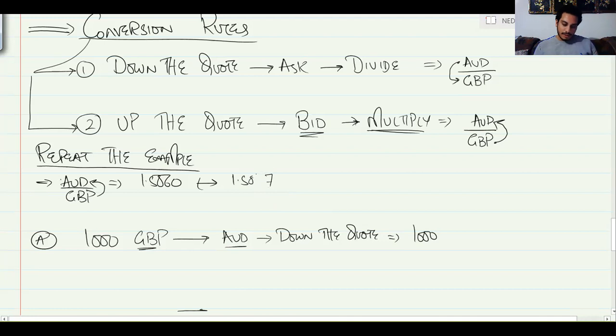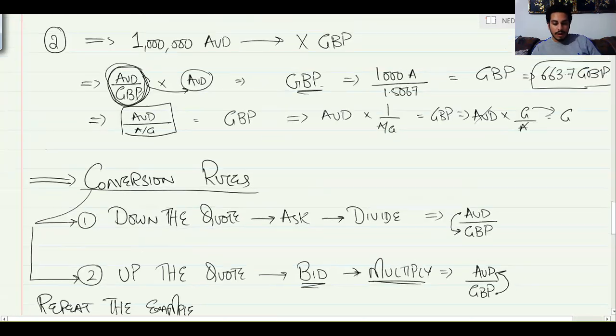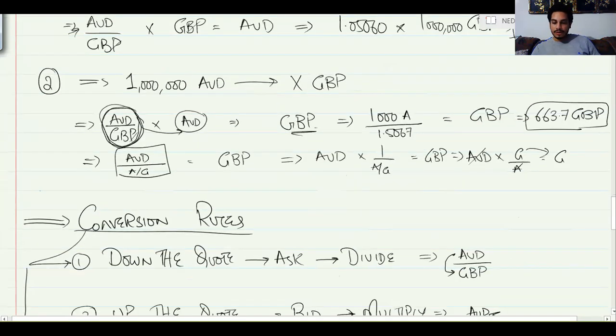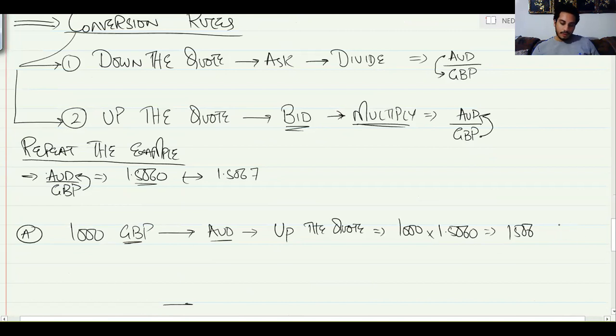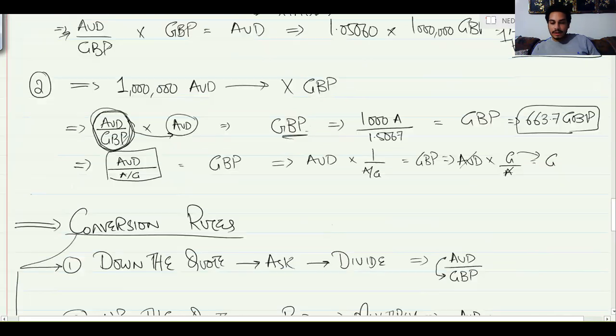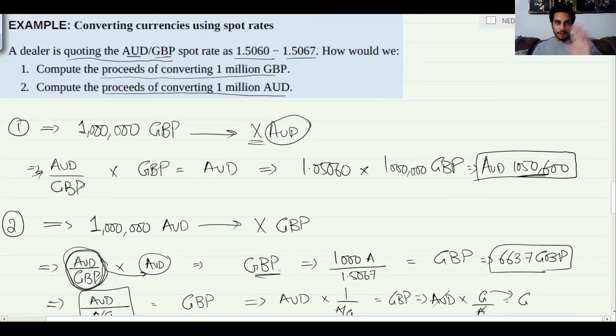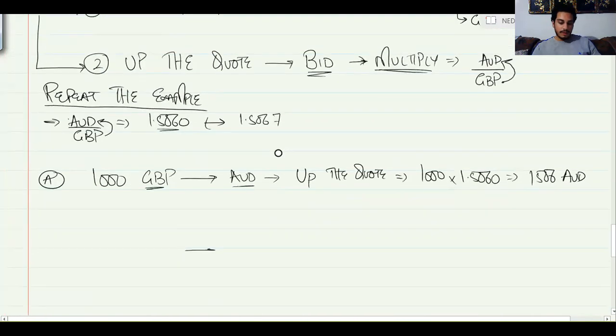So I'm moving up the code. In order to move up the code, we use the bid. So I'm going to use this code and the multiply rule. I simply multiply 1,000 by 1.5060. I know it's an easy calculation, but yet. So I get 1,506. Let's check what we got from our calculation. Sorry, it's not pounds, I've converted it into Australian dollars. I got the same answer, so our convention is working pretty well.